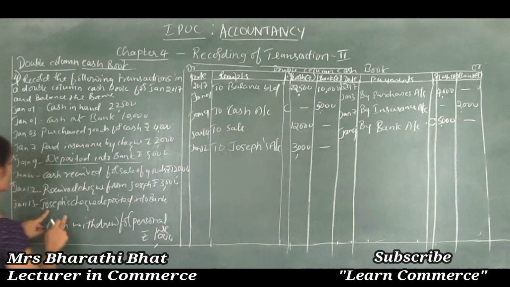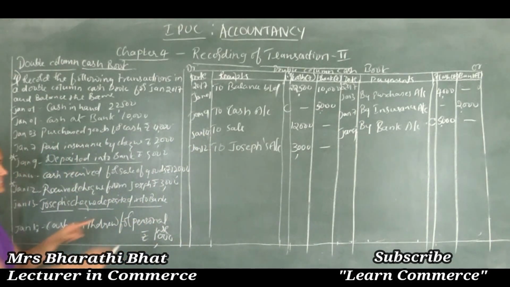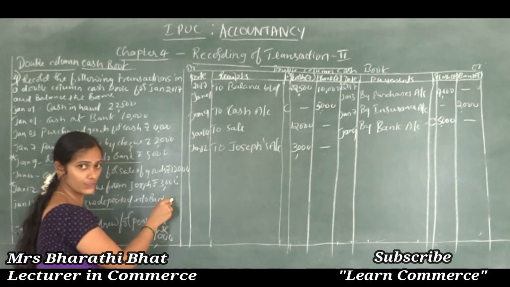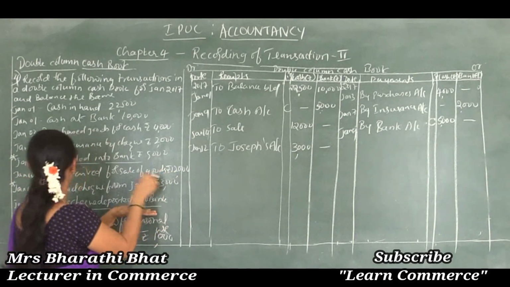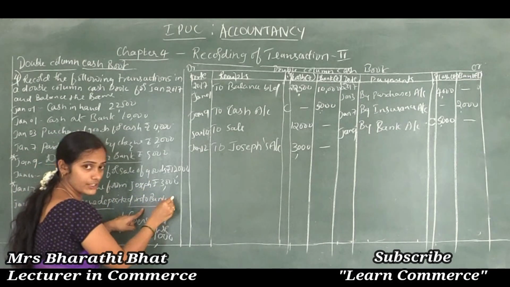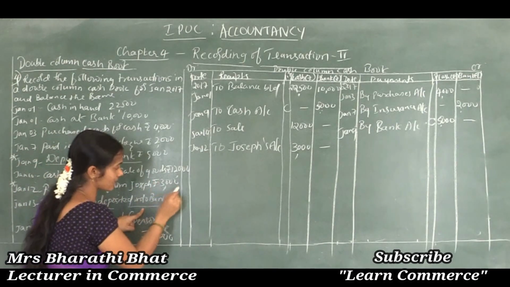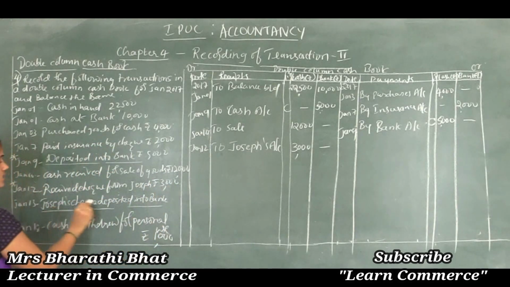And see the next transaction, Joseph's check deposited into bank. Is there any amount here? No, right? So it means what? The previous check, which was received on the 12th, on the 13th that same check is deposited into the bank. So we should consider this amount only. Clear? This 3,000. So Joseph's check deposited into bank.